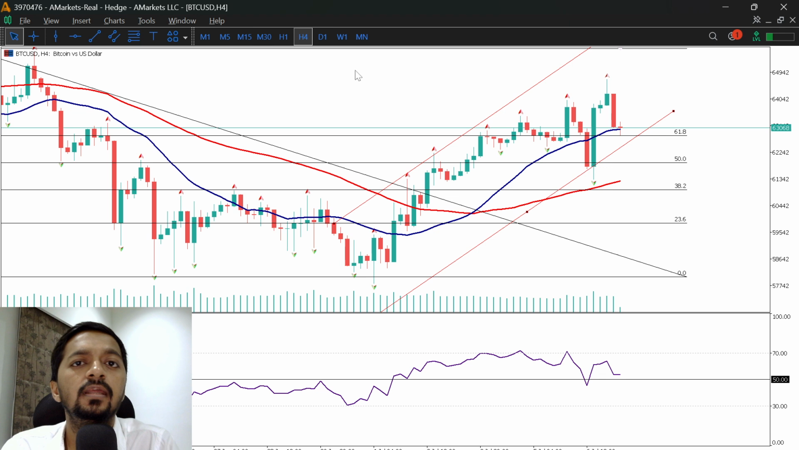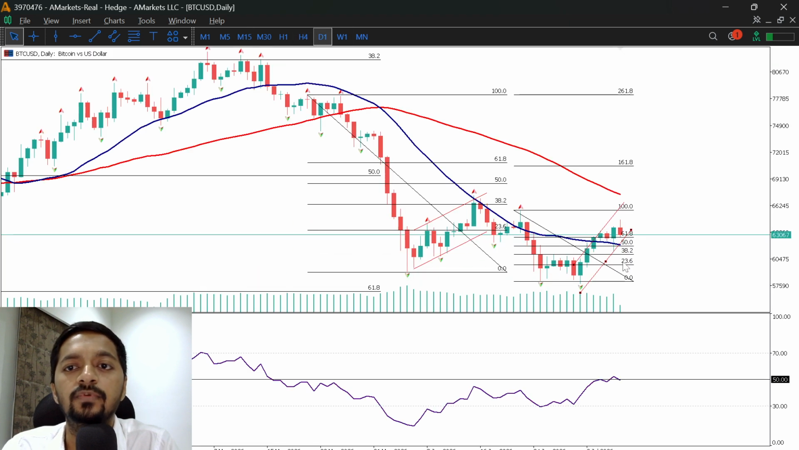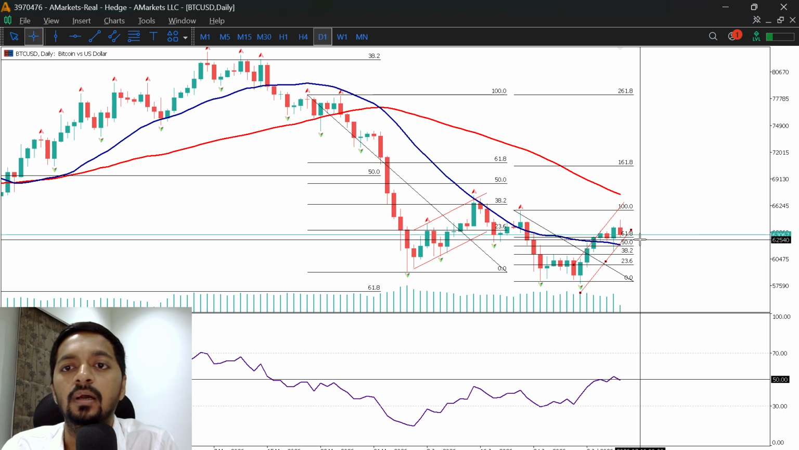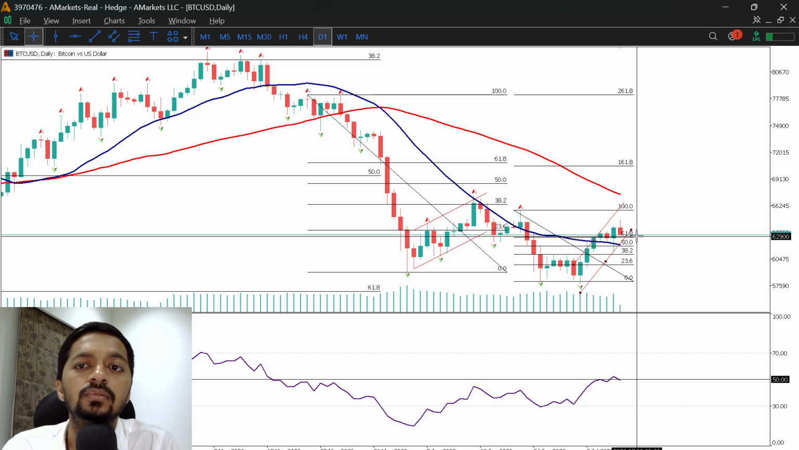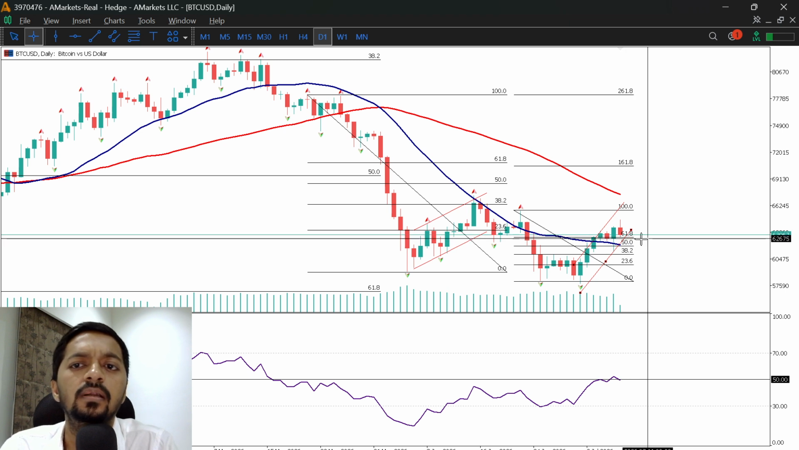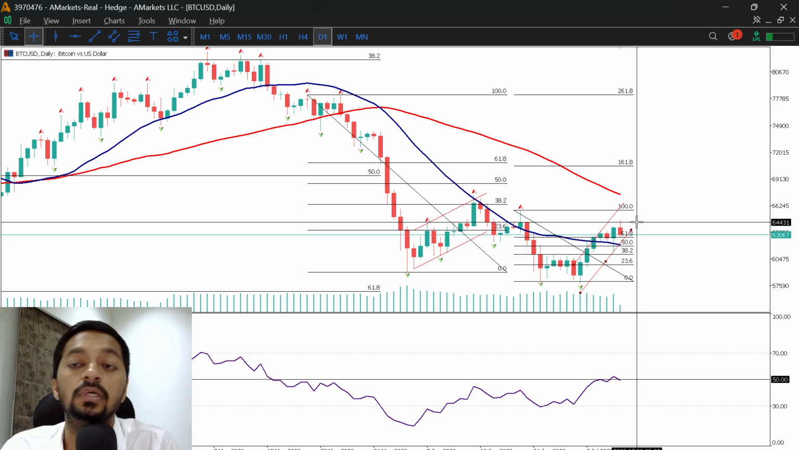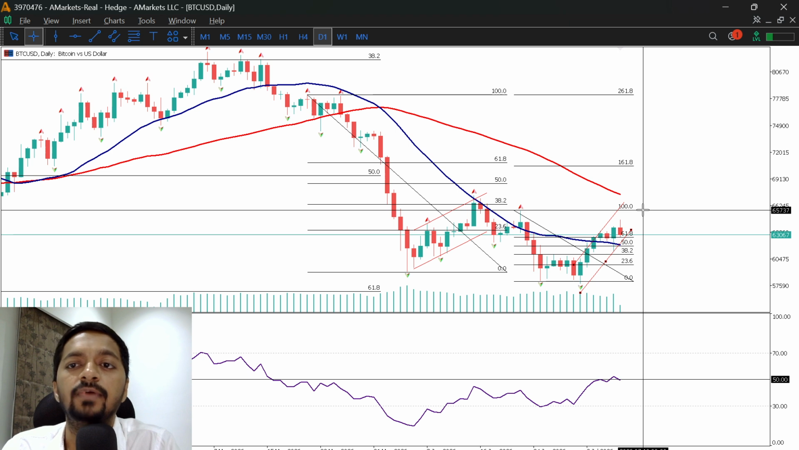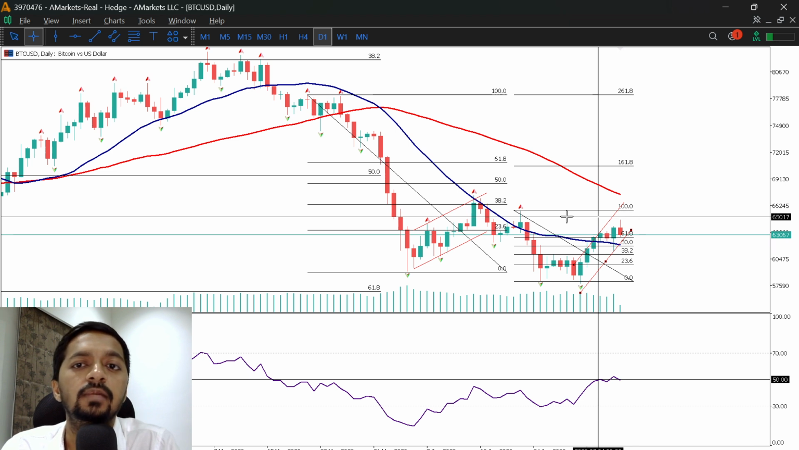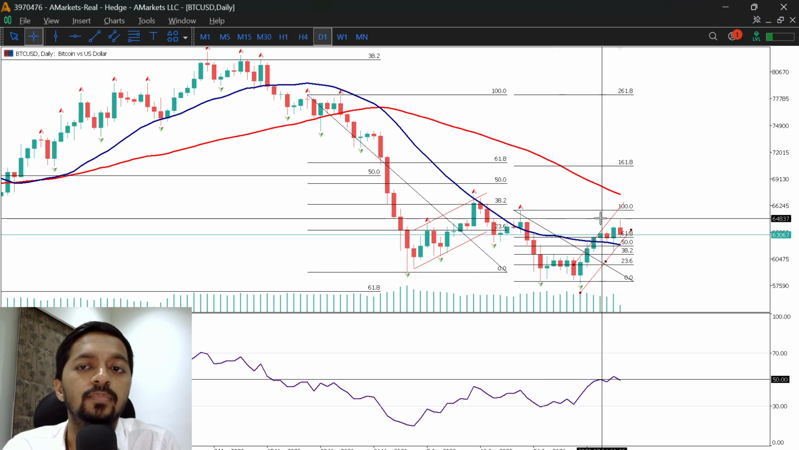Let me jump onto the daily time frame first. If price is sustaining above this level, which is 63,000 precisely, then we can expect further continuation of this bounce up to 64,500 to 65,800 in the upcoming session. That would be this fractal in the upcoming session, right?